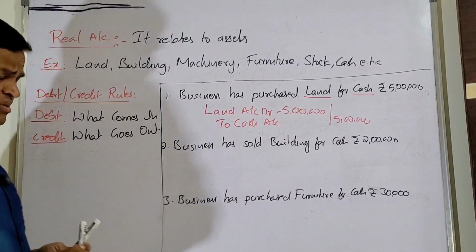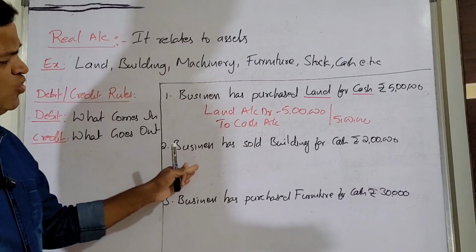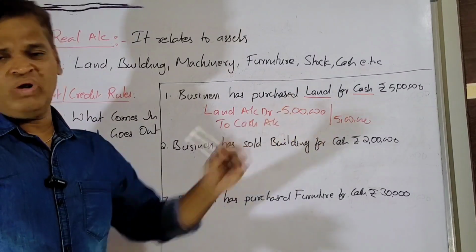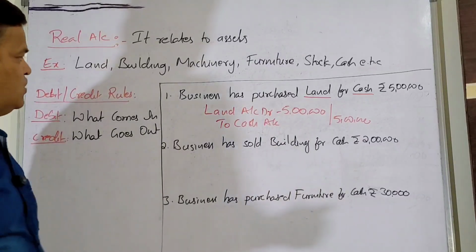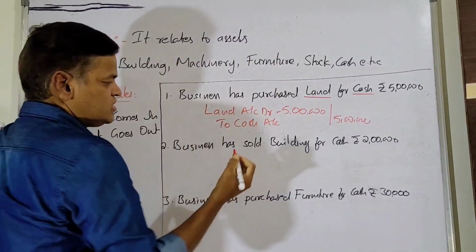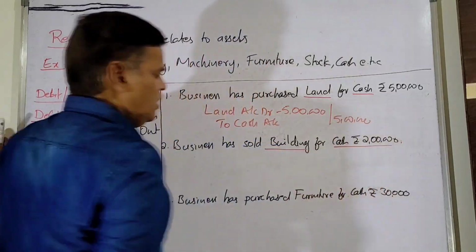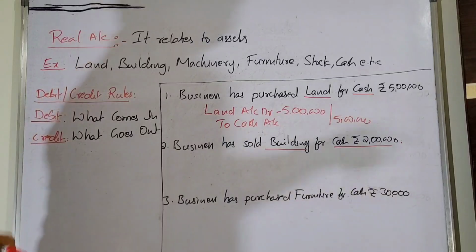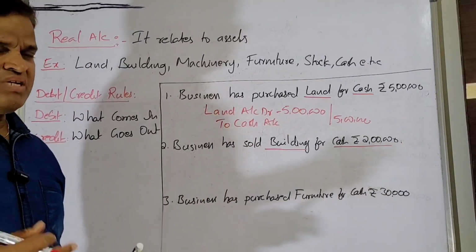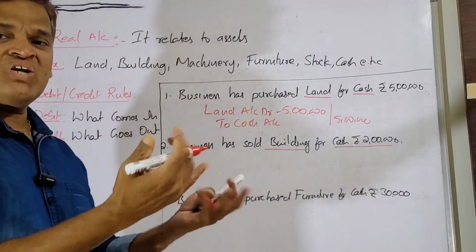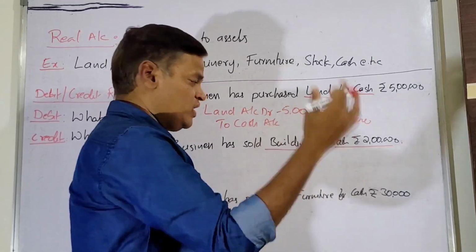Next, we'll see one more transaction. What is the one more transaction here? Business has sold building for cash rupees 2 lakhs. So in this transaction also we have two assets. We know the examples of assets. One is building and the second one is cash. Now you have to understand which asset is coming in, which asset is going out. Business has sold building. So if the business is selling building, what will happen? Cash will come in, and the building is going out.